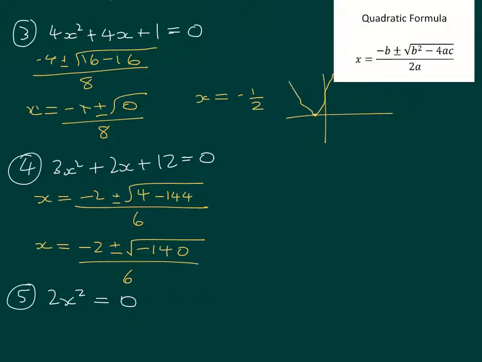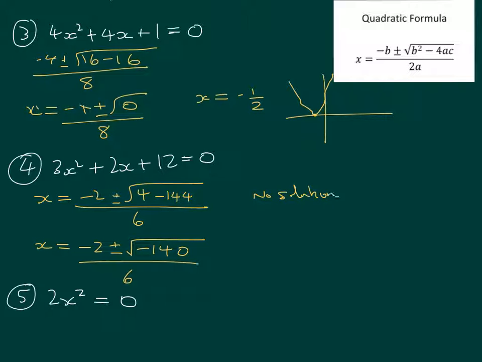Now, if you were to type this into your calculator, you would get a message saying math error, and that's because of this square root here. You cannot have the square root of a negative number, or you can, but it'll give you an imaginary number. So what we would say for this one is that this graph has no solutions.